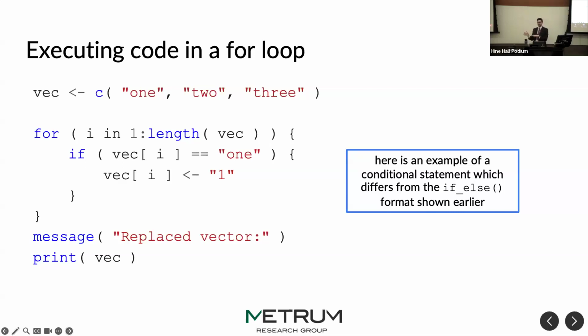Okay, so this is an example also of another conditional statement. I showed if else earlier. That's used inside mutate summarize. Here we're saying run the line of code if it's true. So everything within the curly brackets, this curly bracket and this curly bracket, will be run if that condition is true. So only if element I of the vector is equal to one will it be replaced with 1. So this will then give us a vector, number 1 as the first element, character 2 as the second, character 3 as the third.